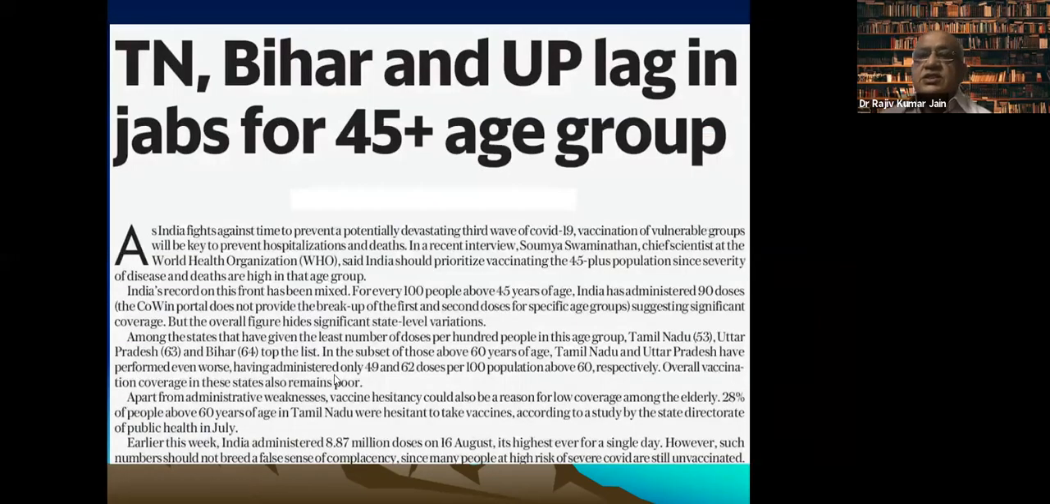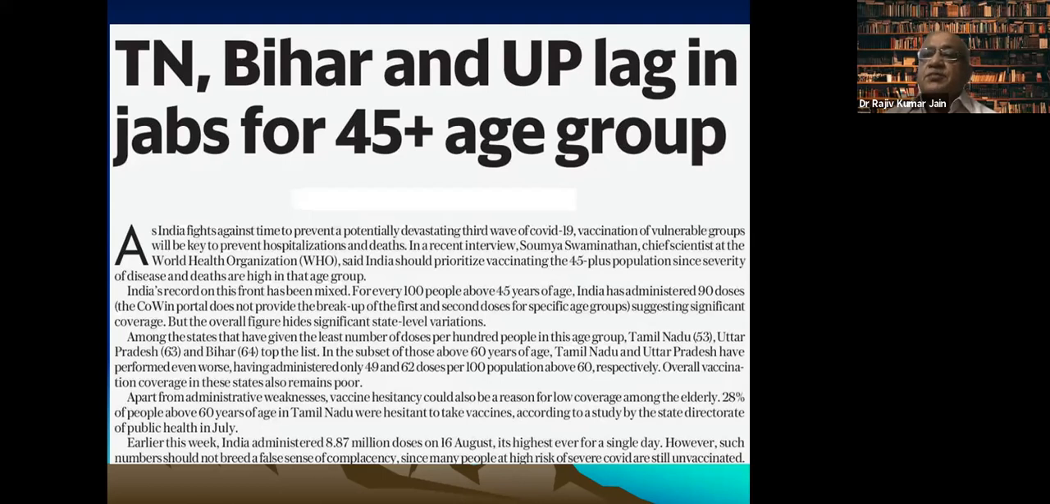Now we see that Tamil Nadu, Bihar, and Uttar Pradesh are lagging in jabs for the 45 plus age group. As India is fighting against time to prevent a potentially devastating third wave of COVID-19, vaccination of vulnerable groups will be key to prevent hospitalization and deaths. In a recent interview, Soumya Swaminathan, chief scientist at the World Health Organization, said India should prioritize vaccination of the 45 plus population since severity of disease and deaths are high in that age group. India's record on this front has been mixed.